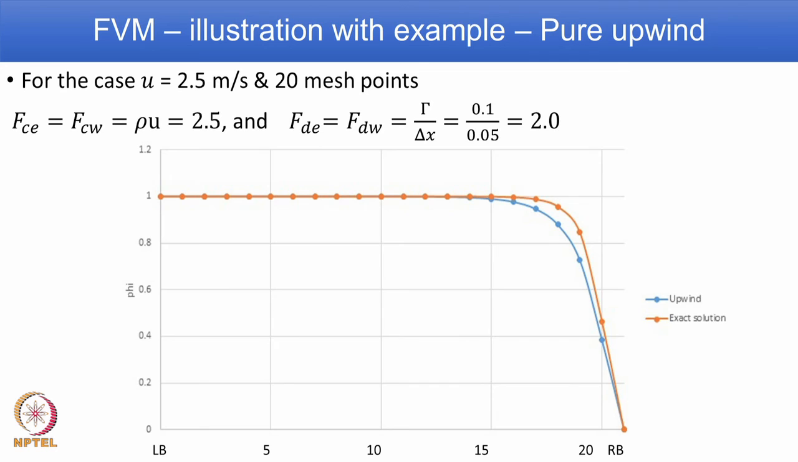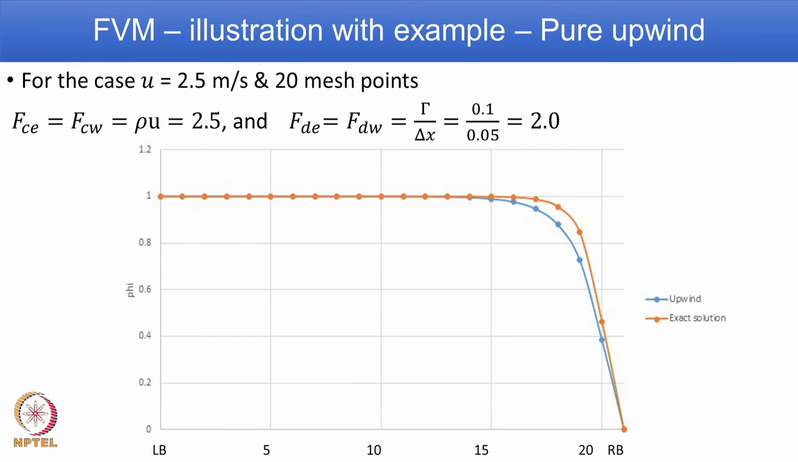For the same 2.5 meters per second with the 20 mesh points, we would like to see the performance by pure upwinding. We already know pure upwinding has the property of following the direction of the flow, hence in this case the performance is not very surprising. The performance by pure upwinding is almost the same as the exact solution.